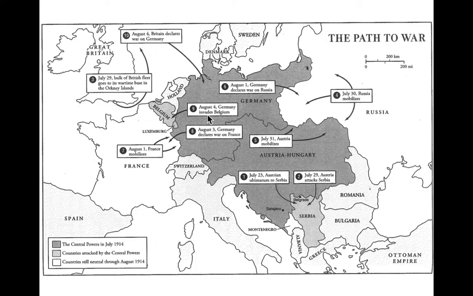Germany invades Belgium because this is the fastest route to get to France. And by invading Belgium, it then brings Great Britain into this conflict as well. And so Britain upholds its pledge made in 1839 and declares war on Germany the very next day on August 4th. And now, as you can see, we have two clear blocks coming into conflict with each other. The Central Powers of Germany and Austria-Hungary, and the Allied Powers, they're called, of Great Britain, France, and Russia, all fighting each other.